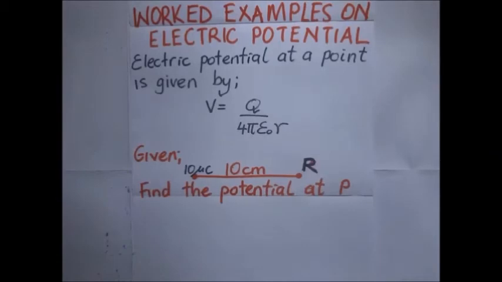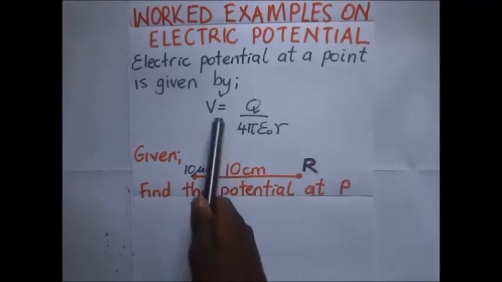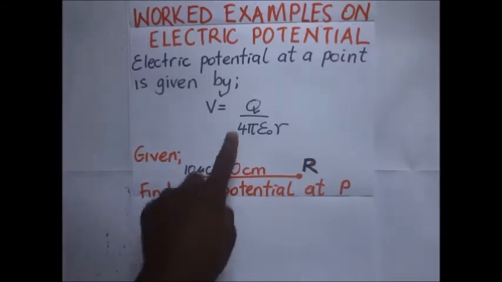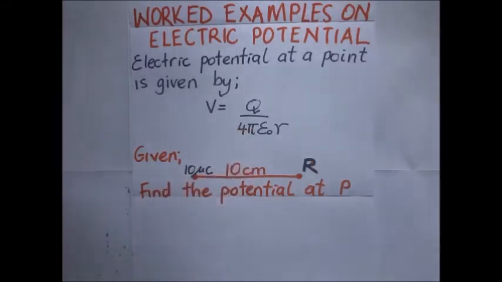In our previous video, we had just derived V is equal to Q over 4 pi epsilon naught R. We explained how it comes about. Today we get to look at a few worked examples where we will require to use this. This is Kisembo Academy, and thanks for tuning in. We'll start it off with the first example.